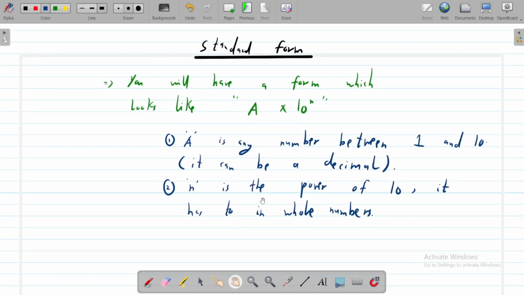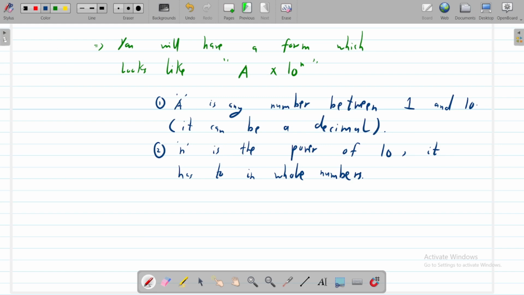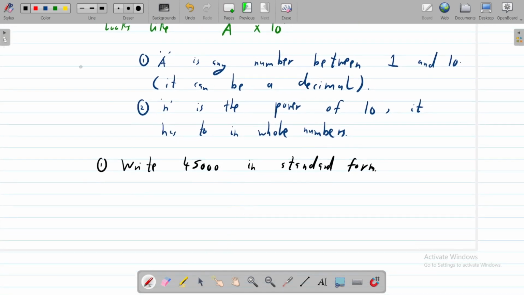Okay, now what does that mean? Let me pull up the questions here. Firstly, let's say I have this question. Question number 1. Write 45,000 in standard form. This would be a 1 mark or maybe a 2 mark question if it's a difficult number, but generally it's just a 1 mark question. Now, if you have 45,000, how do you convert it?